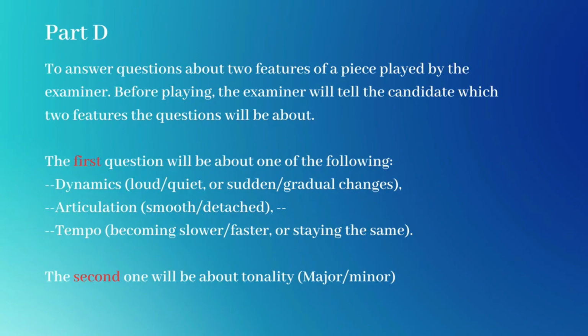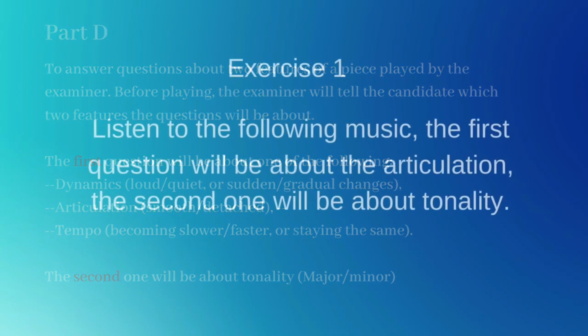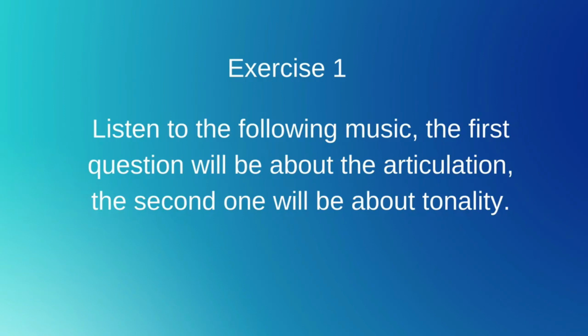For articulation, you can answer whether it is smooth or detached, or choose to say the musical terms like legato or staccato. About the tempo, you can tell if the music is getting slower or faster, or staying in the same tempo. The second question will be tonality, which means the key. So bear in mind that you only have two choices, major or minor. Here we go. We will check the answer at the end of this video.